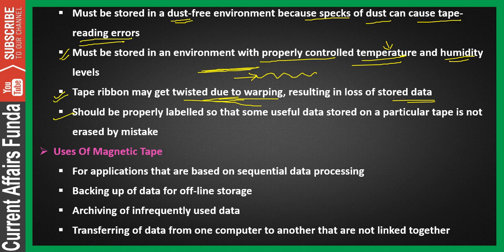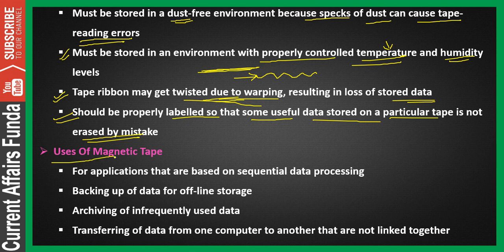The next limitation is that it should be properly labeled so that useful data stored on a particular tape is not erased by mistake. You must label your magnetic tape, otherwise what will happen? The data is not permanent, because whenever you erase it, it will be erased. So label it properly so that useful data is never erased by mistake.